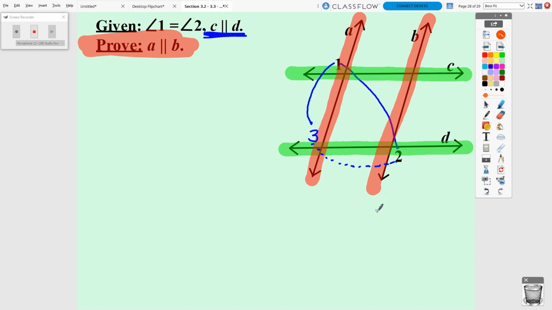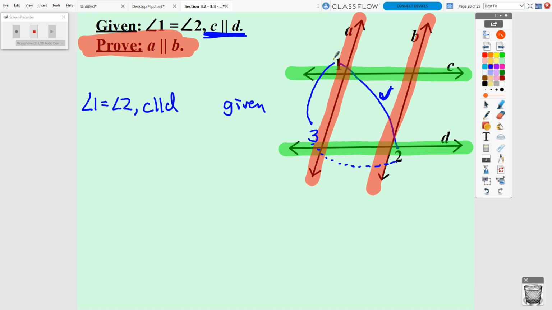So this is our incomplete connection. We need to connect angle 2 to angle 3. And who's going to be the middleman that's going to help us do that? Angle 1 is going to be our middleman. So let's start with the given. Angle 1 equals angle 2. C is parallel to D. Given. So technically, we can put a check mark already between angles 1 and 2. We wrote about it. It's given to us.